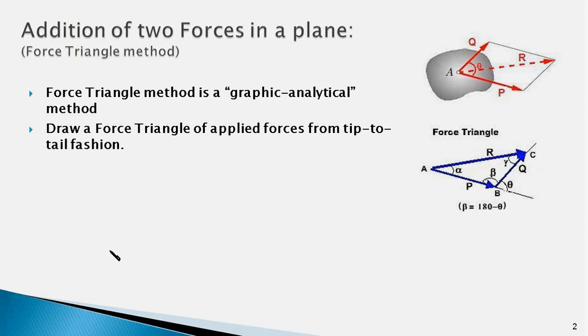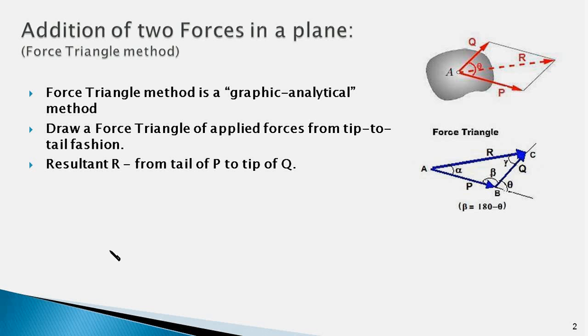You have to keep in mind that the force triangle that we have just drawn is just a sketch and it is not drawn to any scale. But some sense of proportion is to be maintained. What I mean is that if the force P is 100 newtons and the force Q is 50 newtons, then whatever length AB you choose, the length BC of vector Q should be roughly half of length AB.